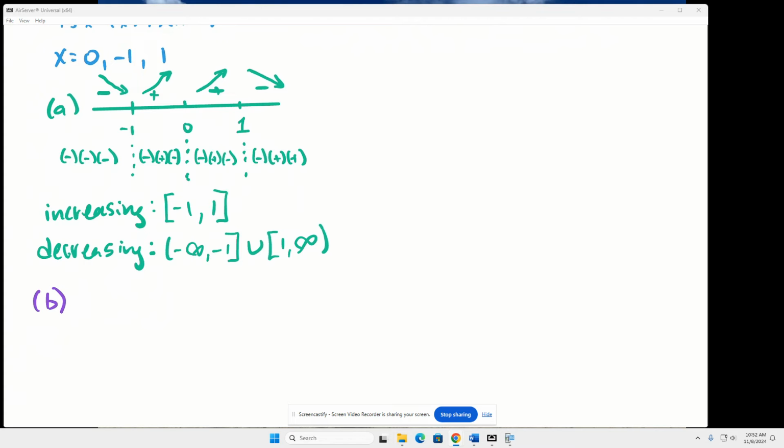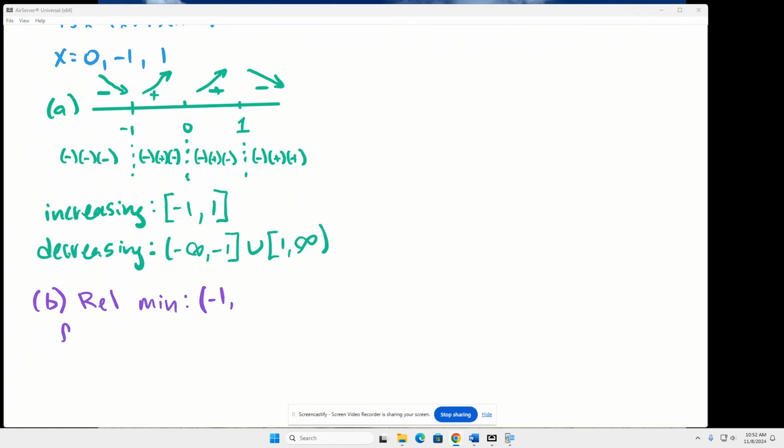Okay, part B tells us to find the relative extrema. So it looks like this is going to have one relative maximum and one relative minimum. And we'll start with the min since it happens first. So anytime the first derivative changes from negative to positive, we have a relative minimum. And that's going to be when x is -1.